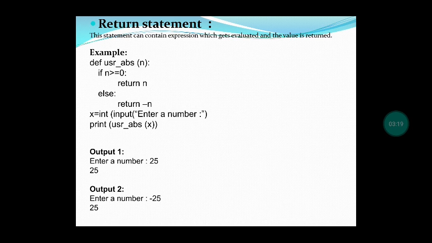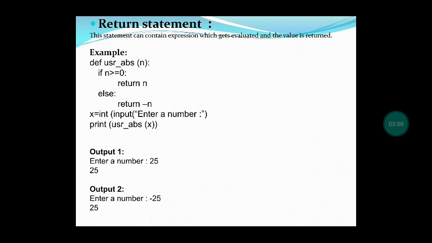See the output, enter a number, we have given 25. So user_abs(x), the x value is 25. Then the 25 will be passed to n. What is the n value now? n value is 25. So 25 greater than or equal to 0. The condition is true. So the if part will be executed. Return n. n value, that is 25, will be printed.